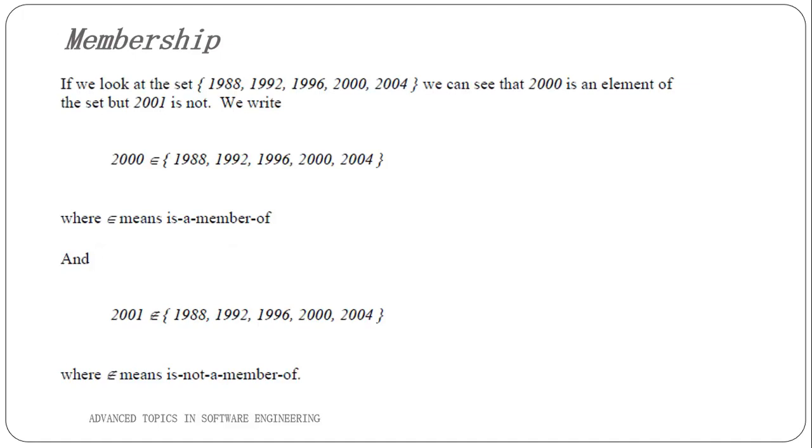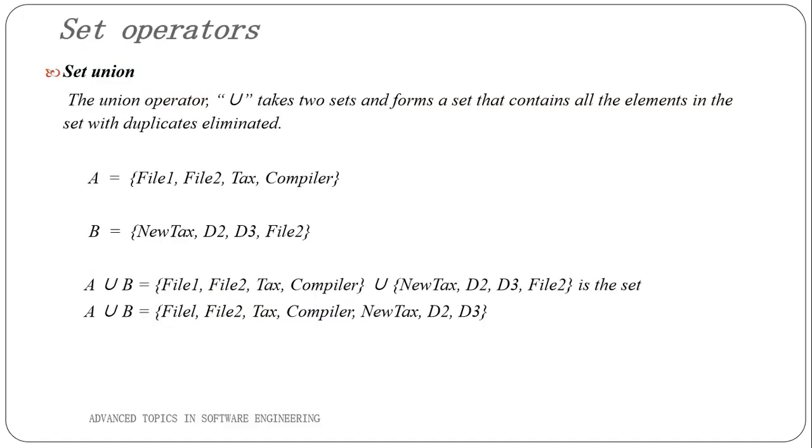Next is membership in sets. For example, here we have taken a set of years: 1988, 1992, 1996, 2000, 2004. If I take 2000, then 2000 is a member of this particular set, and the epsilon symbol is used to represent membership. If I say 2001, then it does not belong to this set. That symbol is epsilon, and when we put a slash over it, it becomes is not a member of.